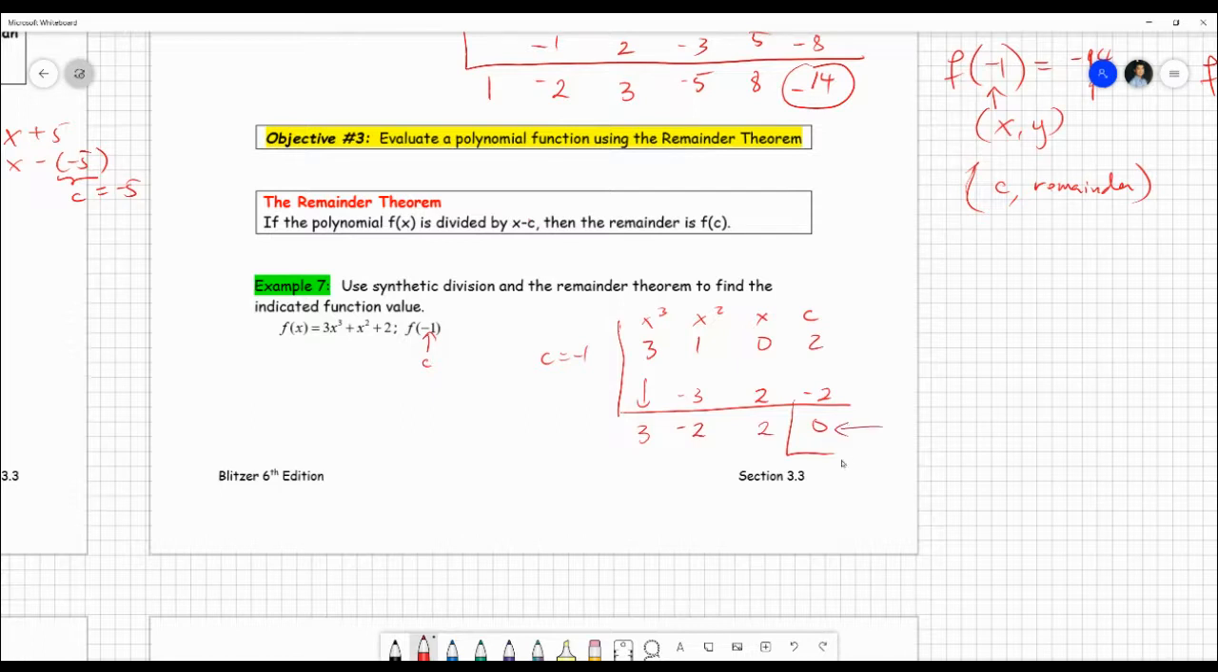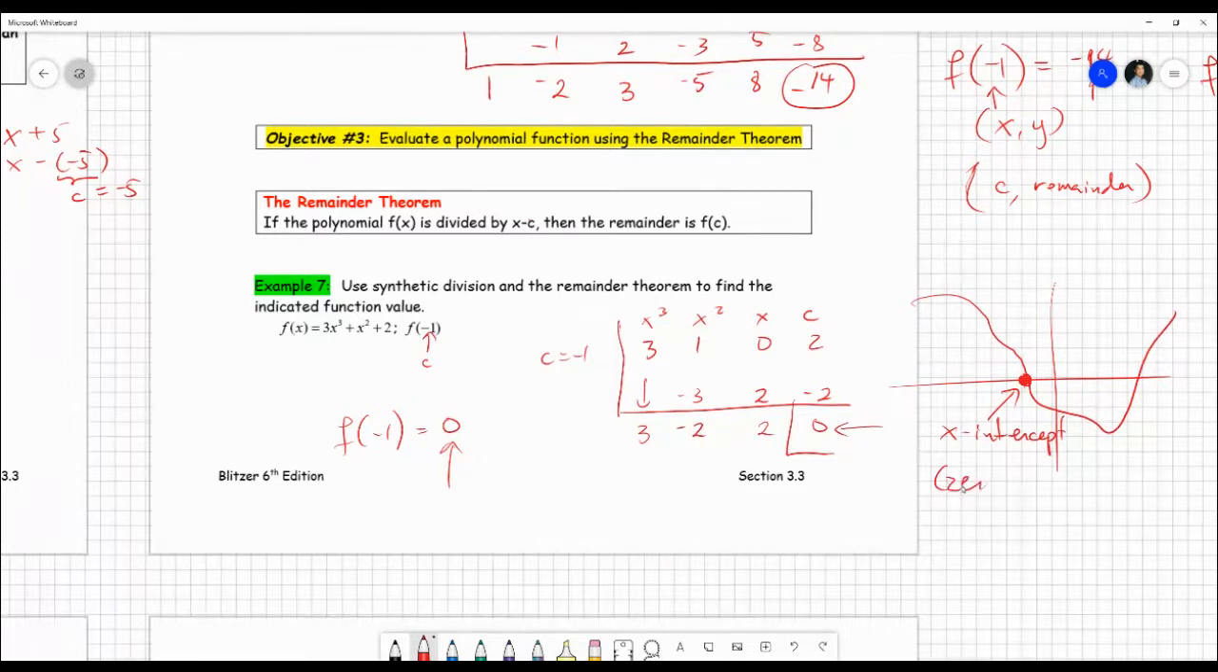All right, so it looks like my remainder here is 0. So f of -1 is equal to 0. But what does this 0 mean? If I were to plot this on a graph, (-1, 0) is right here. Well, if I have a graph and it crosses at this point, that is the x-intercept, also called a zero.